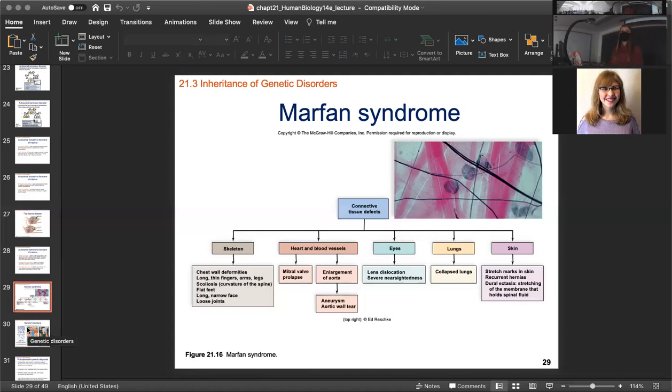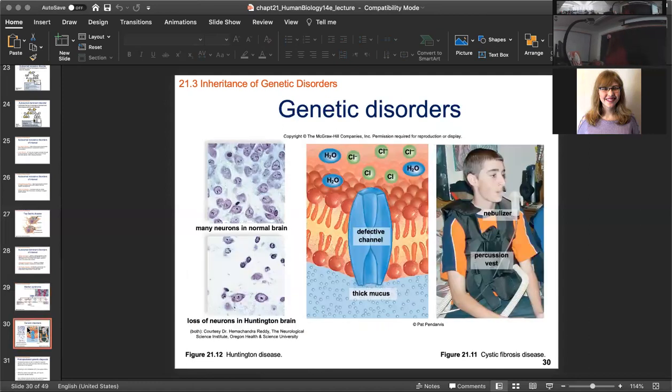This is Marfan syndrome. It's an autosomal dominant disorder. It's passed on. If you have Marfan syndrome, then you have the dominant trait. A little bit about Huntington's disease and cystic fibrosis. So on the left, Huntington's disease, remember, it degenerates your brain cells. So on the top, you can see that there are many brain cells of a normal brain. And on the bottom, you can see that there's just a loss of brain cells, okay?